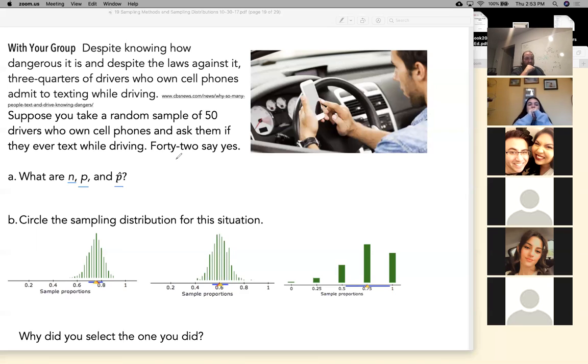What is N? What is the size of our sample here? 50. We asked 50 people. That is the size of our sample, 50. What is the true value of P? What is the true value of the population proportion, as far as we know at least? 0.75. Excellent. The true value is 75%.